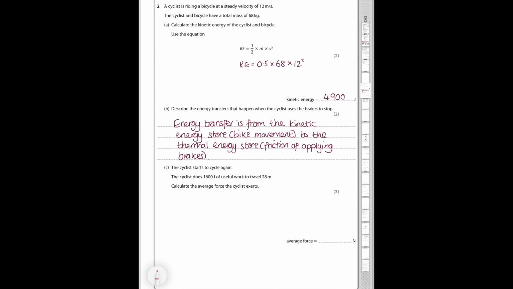Now for part C, the cyclist starts to cycle again. The cyclist does 1,600 joules of useful work to travel 28 metres. Calculate the average force the cyclist exerts.